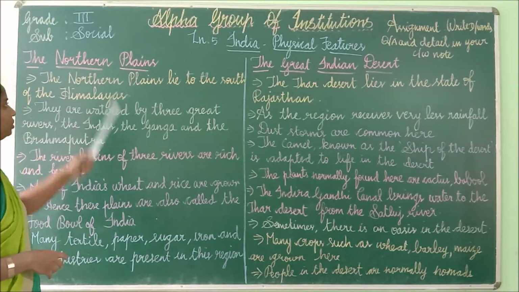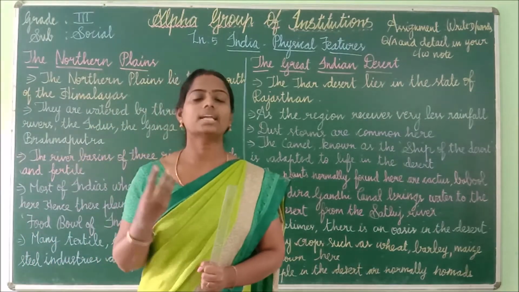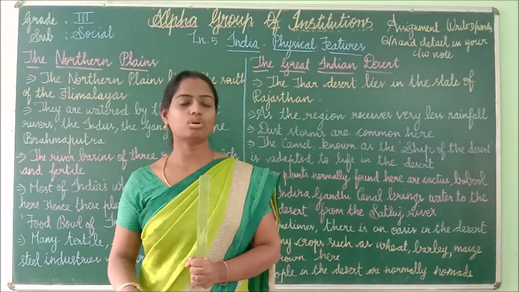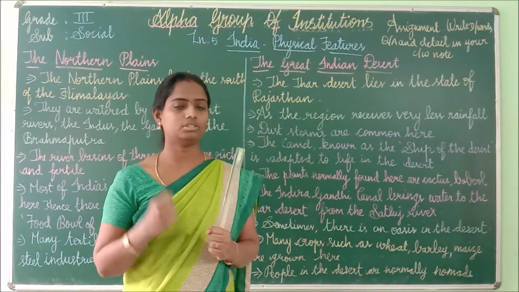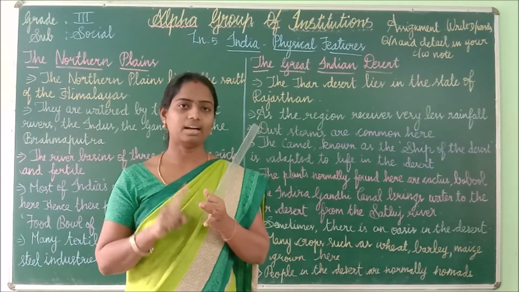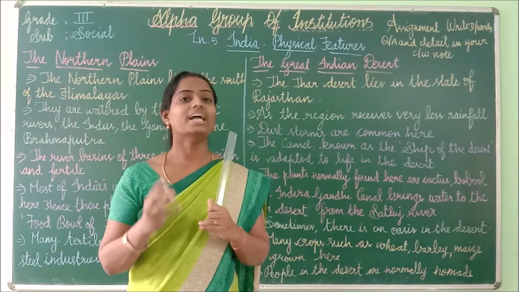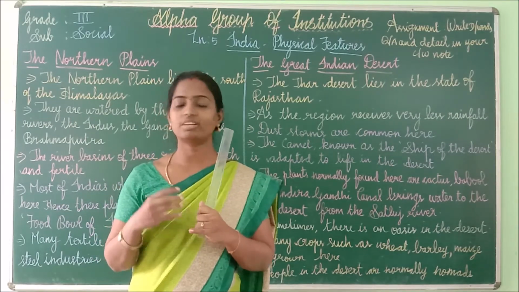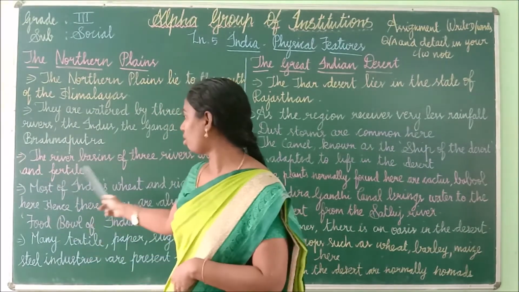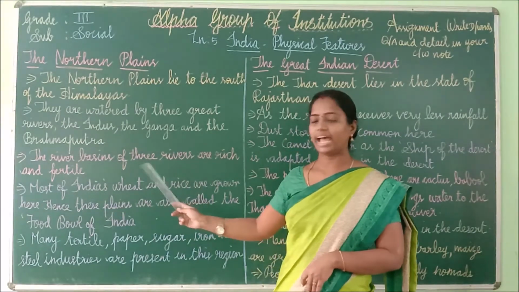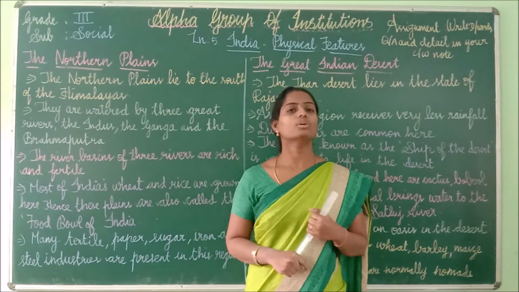Children, this is all about the northern plains. I repeat it again, children, listen carefully. The northern plains lie to the south of the Himalayas. Okay, children. And then they are watered by the three main rivers: the Indus, the Ganga and the Brahmaputra. These three rivers play a very important role for cultivation or for fertility. The river basins of these three rivers are rich and fertile, and most of India's wheat and rice is grown here.